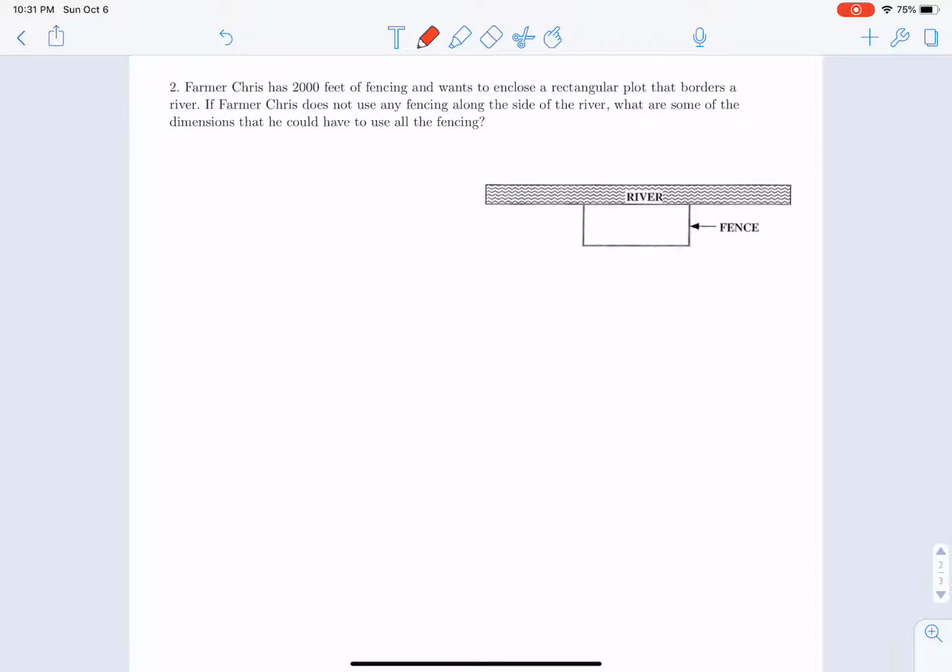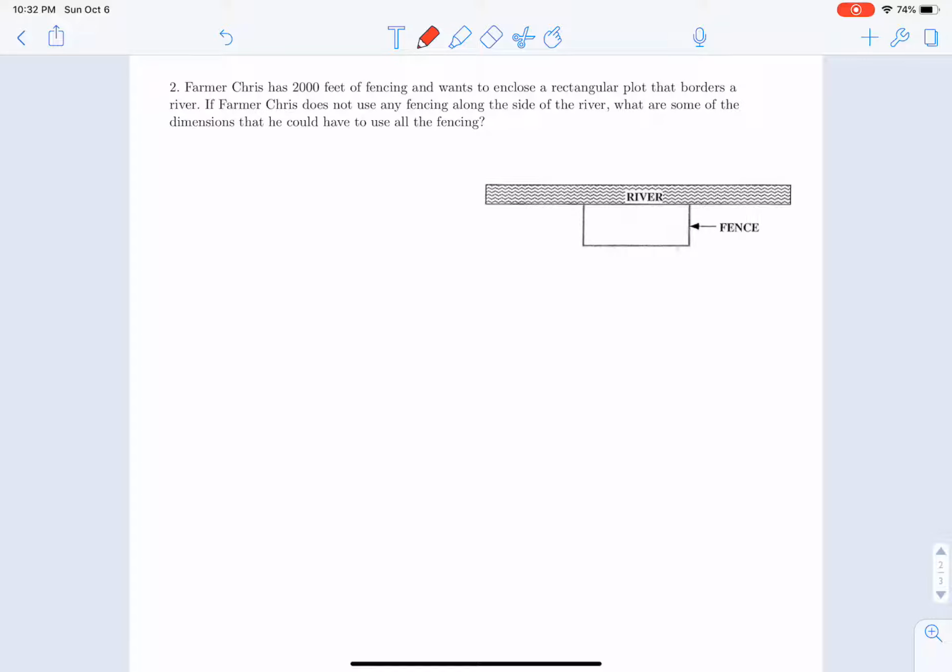Farmer Chris has 2,000 feet of fencing, and he wants to enclose a rectangular plot for his animals that borders a river. If Farmer Chris does not use any fencing along the side of the river, what are some of the dimensions that he could have to use all of the fencing? We are using all 2,000 feet so that these animals can have the biggest area possible. So, what is the largest area that Farmer Chris can use for his animals?